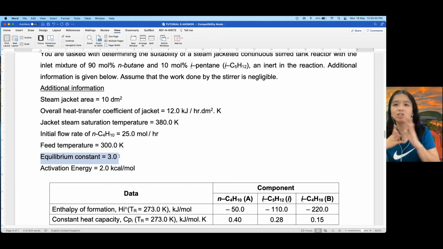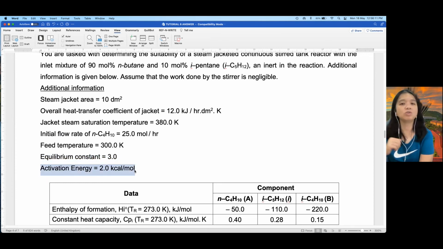So Kc is 3. This is definitely used later when we are addressing the reversible reaction. In the energy balance equation, there is nothing to do with Kc, but perhaps later when we talk about designing the reactor, we will then use this Kc. Next, they give us the activation energy, EA. You know EA is definitely used to calculate k from the Arrhenius equation.